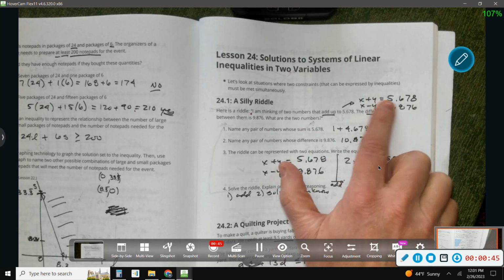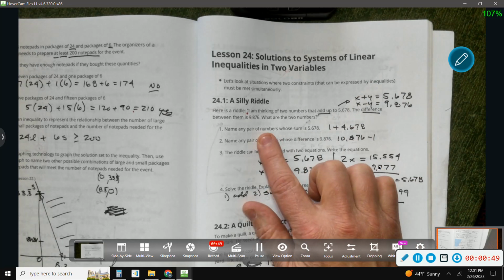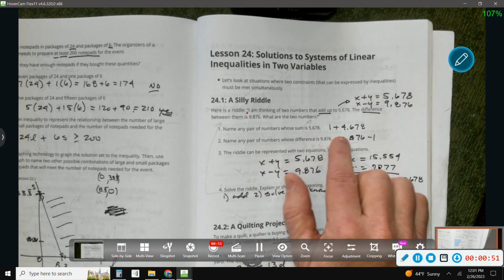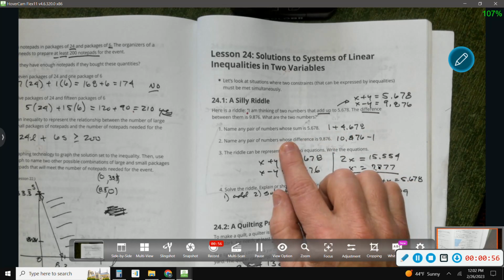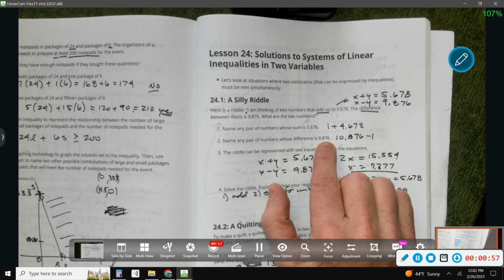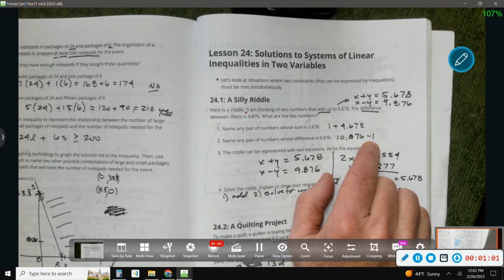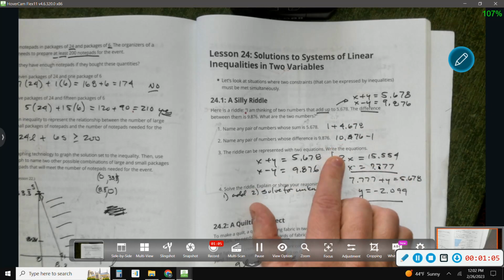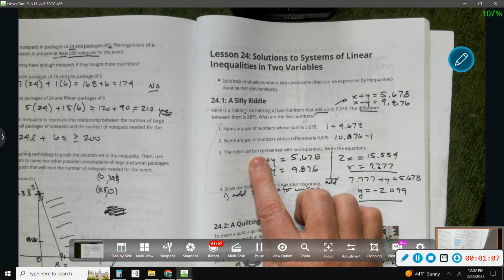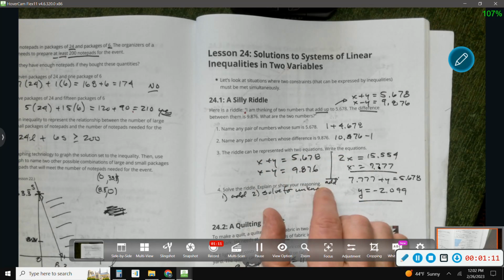Okay, so I came up with a couple of equations, which is what they're trying to get us towards. Name a pair of numbers whose sum is this. So I just did something like 1 plus 4.678, and a pair whose difference is that number. So I said 10.876 minus 1. It's just a couple of examples of what would actually solve this. The riddle can be expressed as two equations. Write the equations. Did that again.